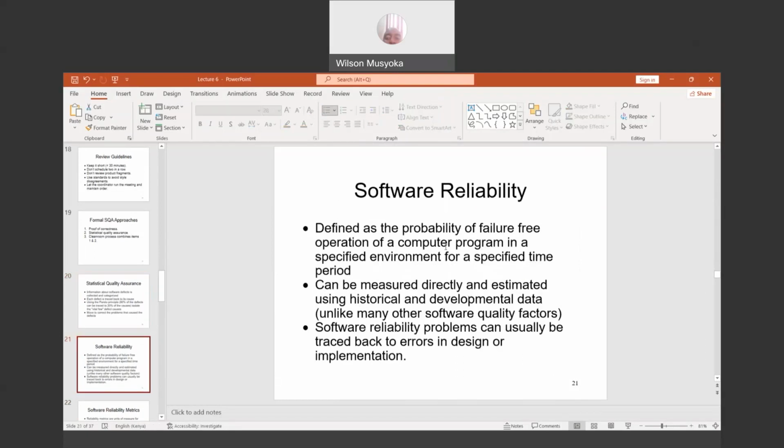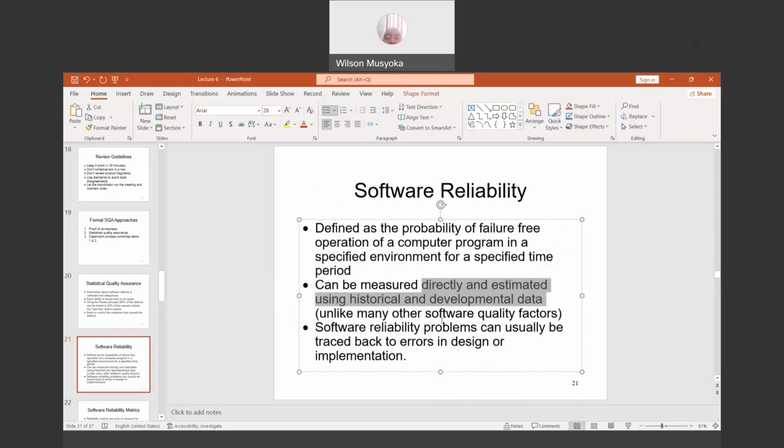Then, how do you measure software reliability? First of all, software reliability is defined as the probability of failure free operation of a computer program in a specified environment for a specified time period. And this can be measured directly and estimated using historical and development data.